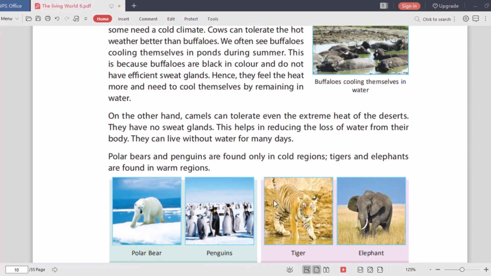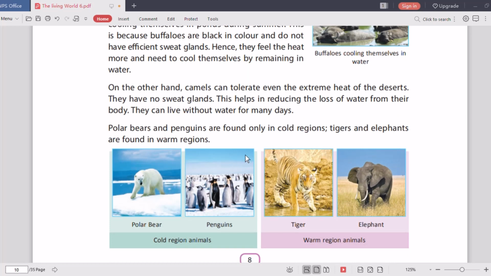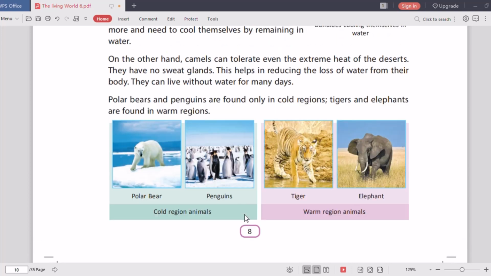Polar bears and penguins are found in cold regions, and tigers and elephants are found in warm regions. This is because of geographical and climatic conditions, because the animals adapt to the temperature.